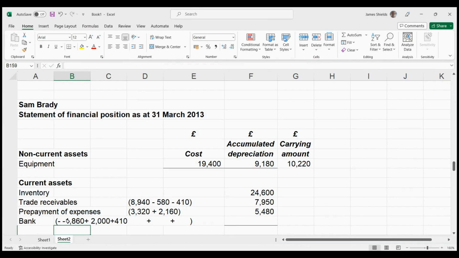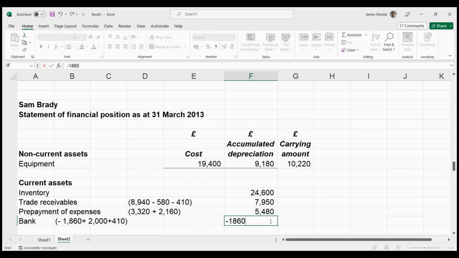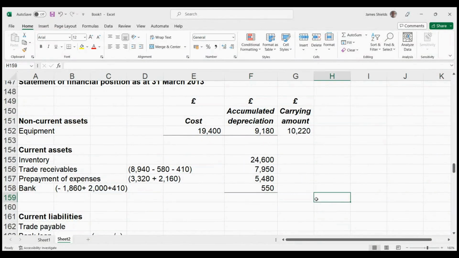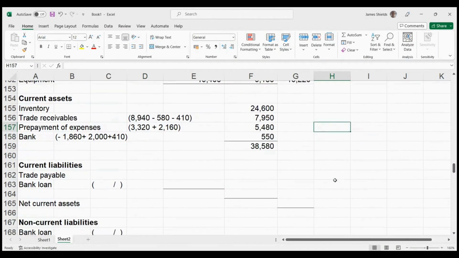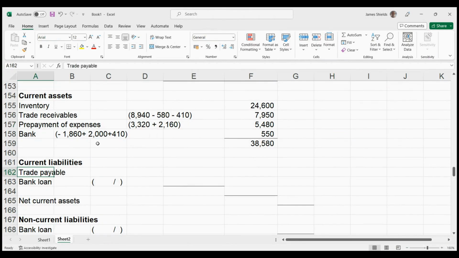We've got to add on that cheque as well. So go down to here and just let me tidy this up now. And then we'll see how much money we're now going to have in the bank account. So it's overdrawn initially of £1,860. Sam put in £2,000. And we had a cheque from another credit customer for £410. So we now got £550 in the bank account. Now the total of our current assets, we add them all up together, and we get £38,580.